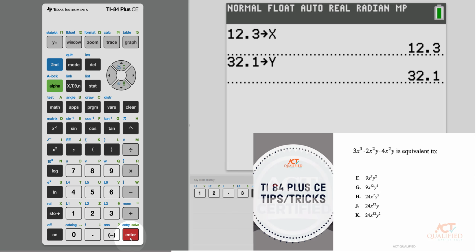Now let's enter our expression. 3x cubed times 2x squared times y times 4x squared times y.